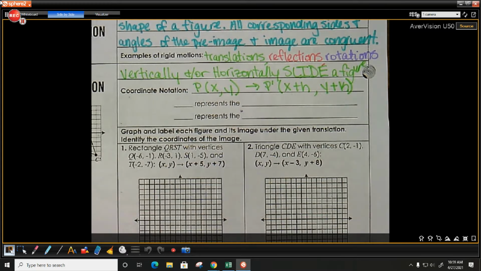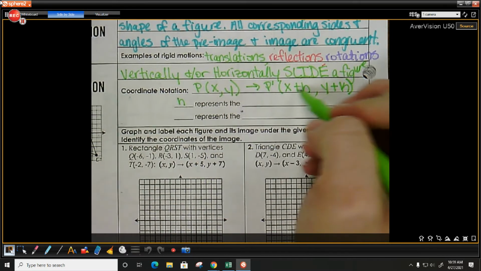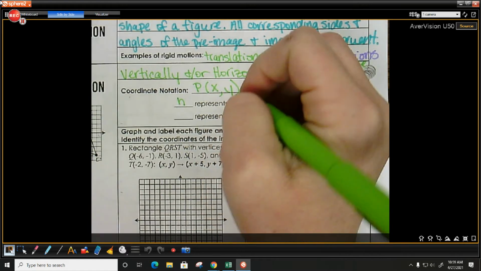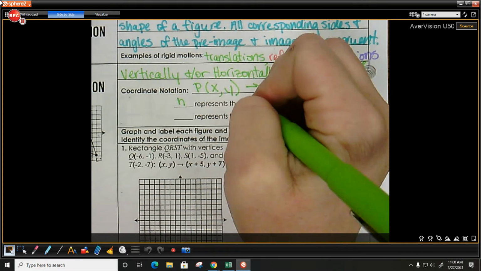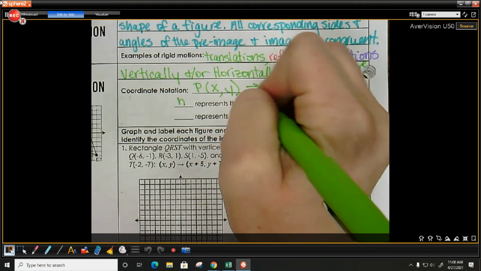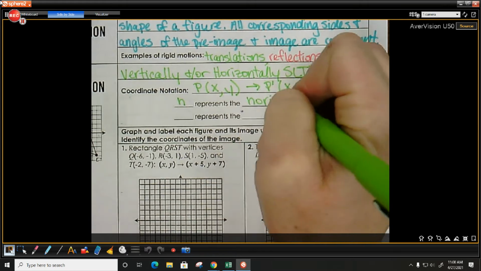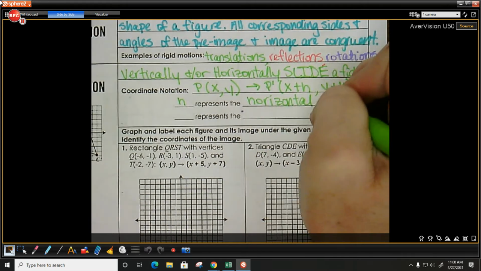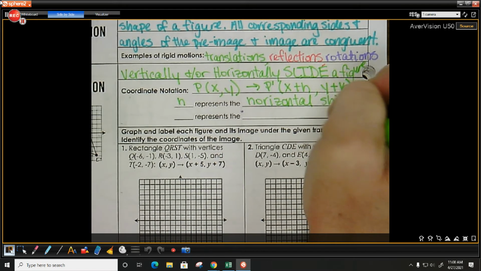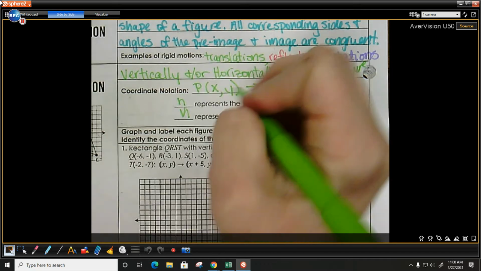So the h represents your horizontal shift because it's being added to the x, which is your horizontal variable, so that's your horizontal shift. And k is the vertical shift.